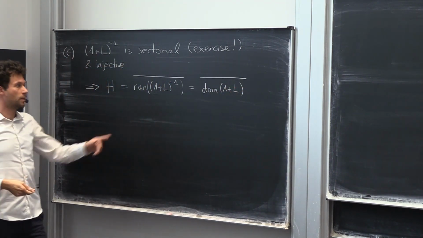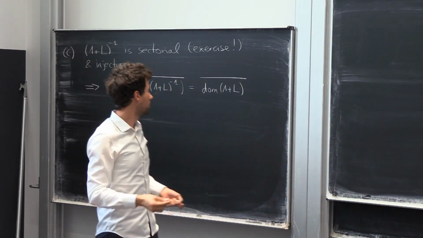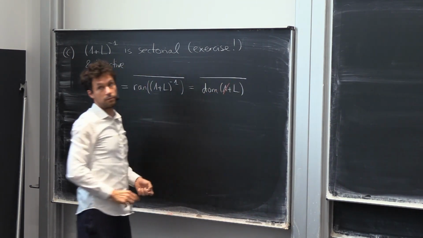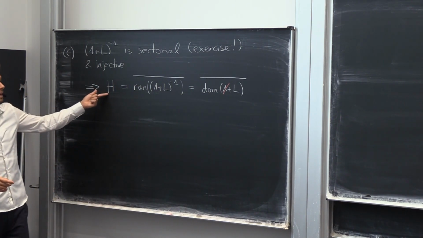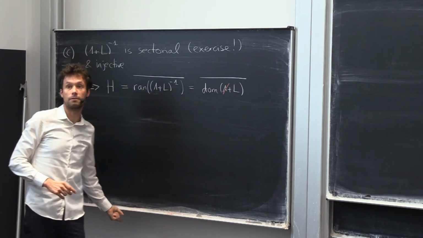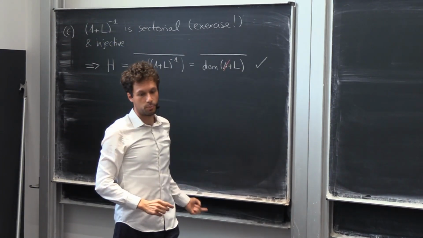And the domain of 1 plus L is the same as the domain of L, because this guy is bounded. Okay, so now you compare what I've shown you. Well, H is the closure of the domain of L, so that's already it. Sweet and easy.